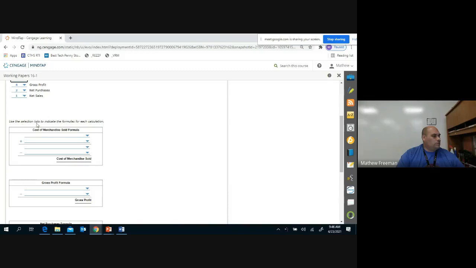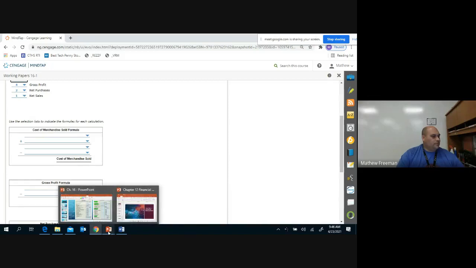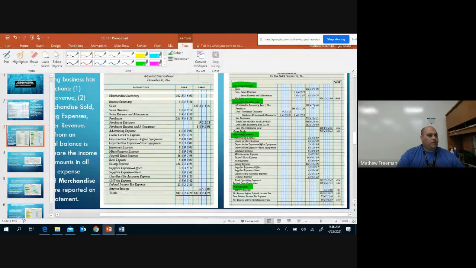So use this section to indicate the formula. Here we need to figure out the cost of merchandise sold formula. And so we come back to the PowerPoint. We know we have to have our beginning inventory. Now the cost of merchandise sold is beginning inventory plus net purchases. You get your total cost of merchandise less the inventory that has been sold, and that's going to give you your cost of merchandise sold. You subtract that from your net sales, and that's going to give you your gross profit. And so that's what we're looking for.